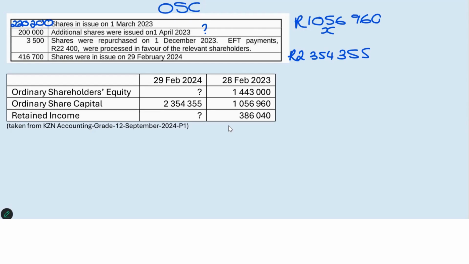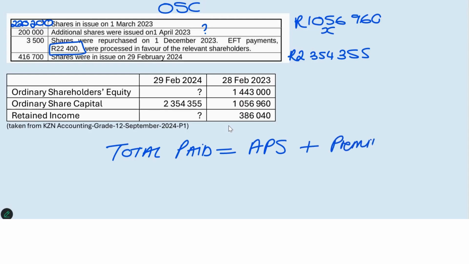Then they say 3,500 shares were repurchased on the 1st of December, EFT payments of 22,400 were processed in favor of the relevant shareholders. So what does that amount mean to you then? That amount is the final payment. So that's the price we paid for the shares, not the average or the above average. Yes, because your total paid is made up of two parts. It's the average price per share, we could say, plus the premium amount per share.